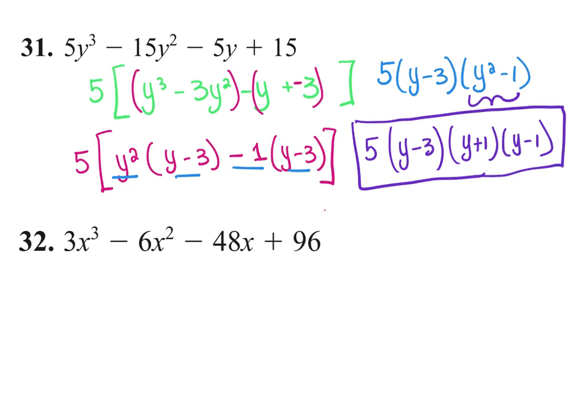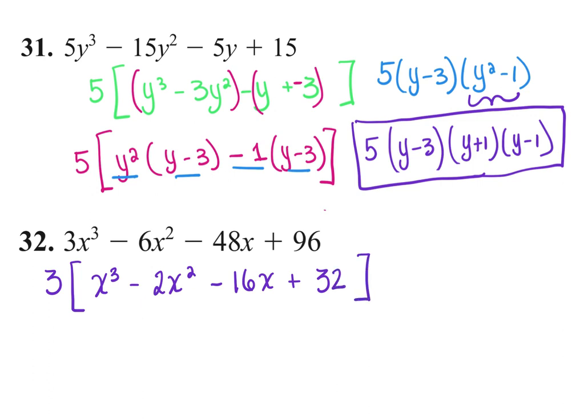Do I have a common factor? I do. What is it? 3. So I'm left with x cubed minus 2x squared minus 16x plus 32. All right. Again, we're going to group. And again, we grouped behind a negative.